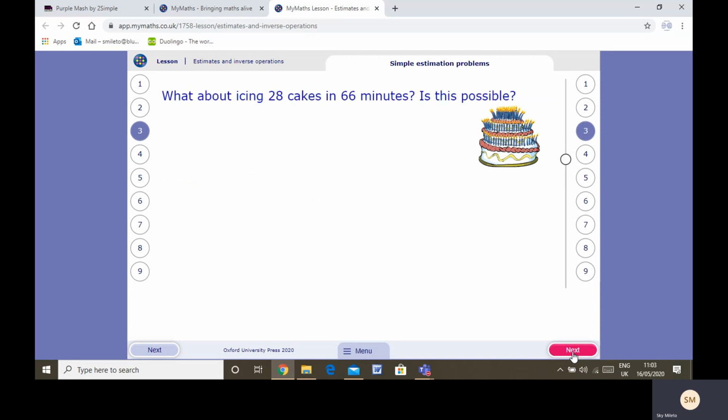What about icing 28 cakes in 66 minutes? Is that possible? To ice 28 cakes, it would take something times 2 minutes.